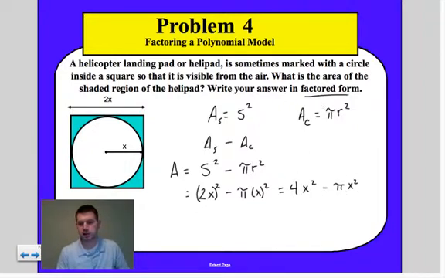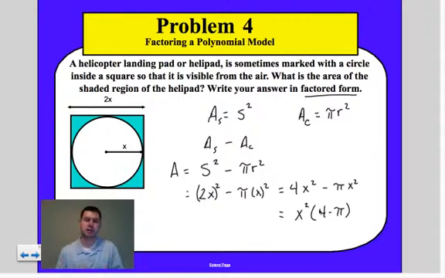Now it did say write it in factored form. So what we're going to do is we're actually going to write this down into that factored form. So what I see is, hey, they both have x squareds, so I can pull out the x squared. That leaves me with 4 minus pi.